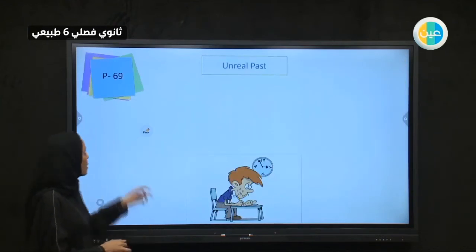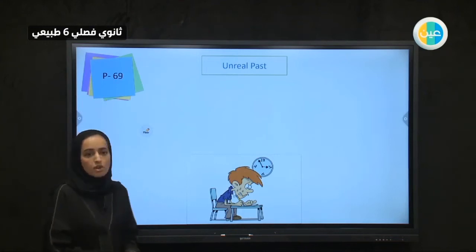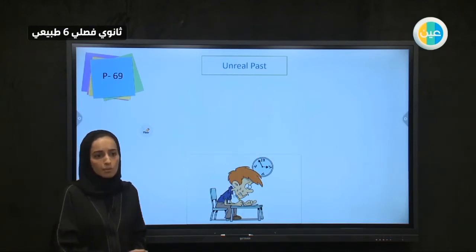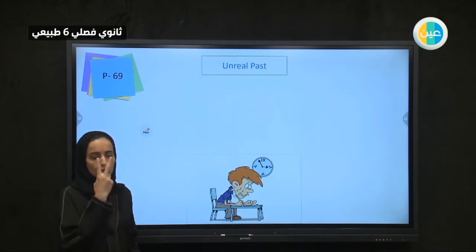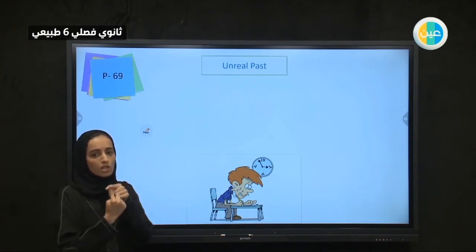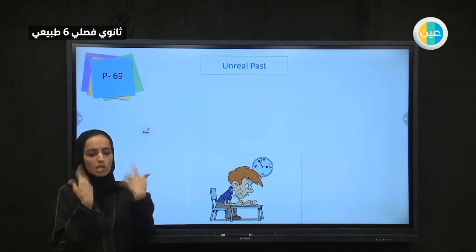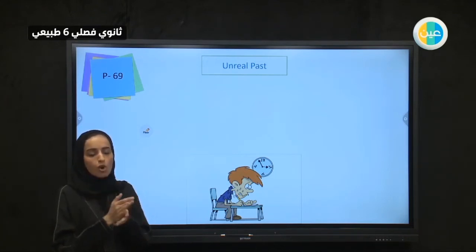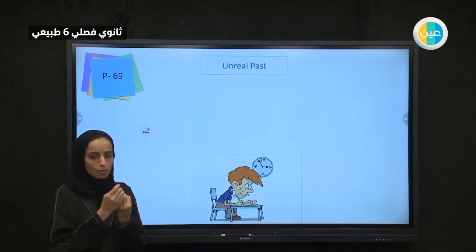Then we came up to page 69. On page 69 to the idea of unreal past. When do we use unreal past? The unreal past is used when you want to express 2 ideas. Regret, something you did and you feel sorry that you did that, you didn't work hard and you regret that. Or a wish, I wish that something is happening to me now, or something will happen to me in the future. So wish, both of them you can use wish or if only.